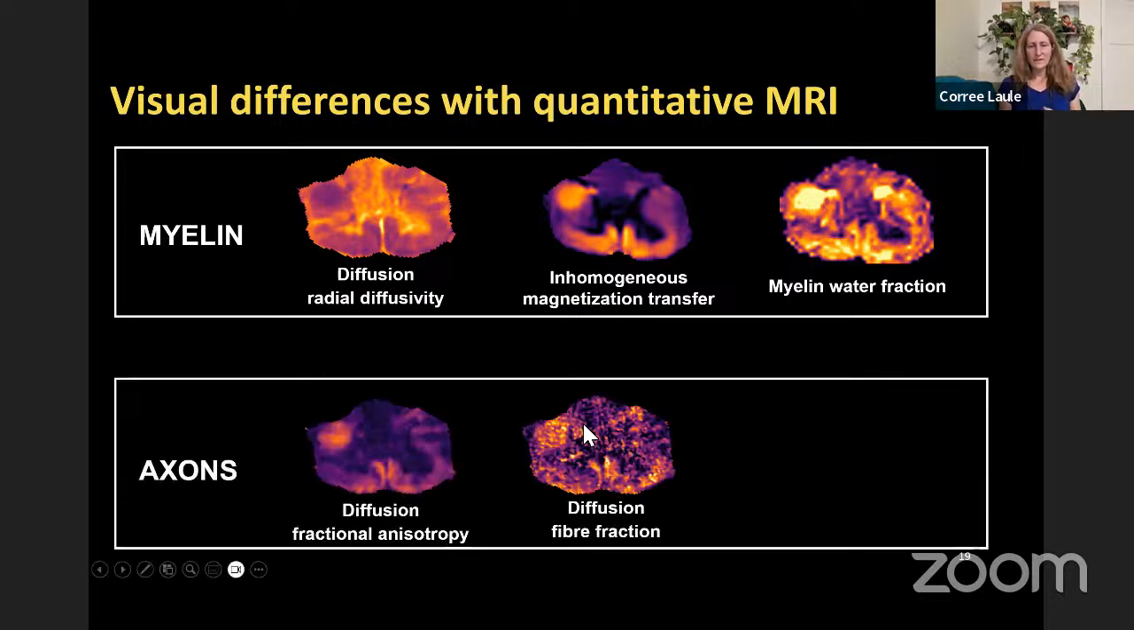And then here's representative images that are proposed to be related to axonal staining. So diffusion fractional anisotropy is a marker that's commonly proposed to be related to axons. There's many things that influence fractional anisotropy, and then fiber fraction is another marker that's extracted from a different model that is also proposed to be related to axons.